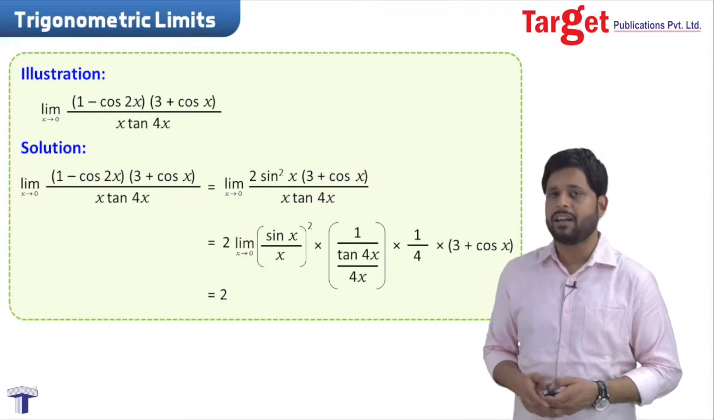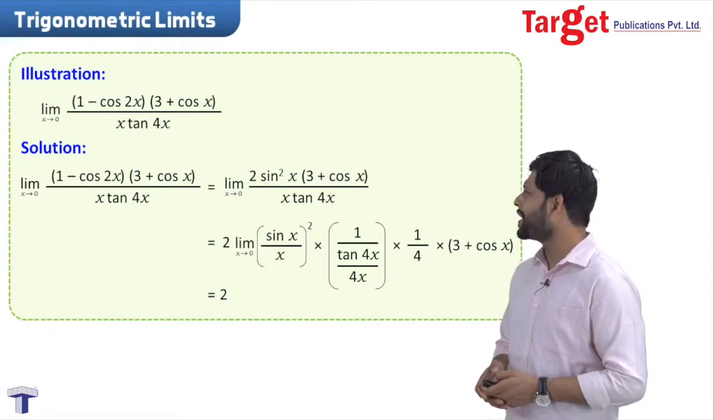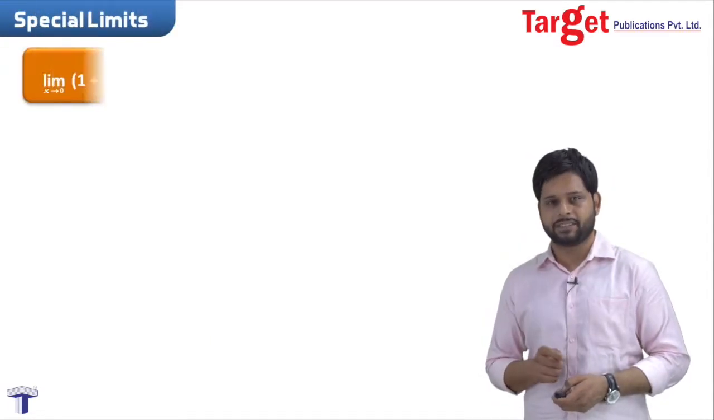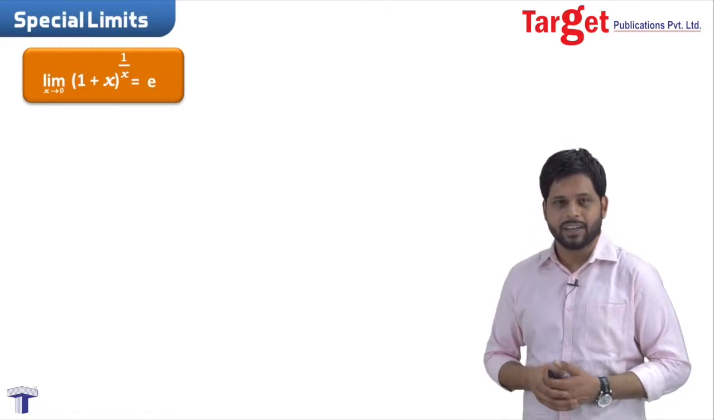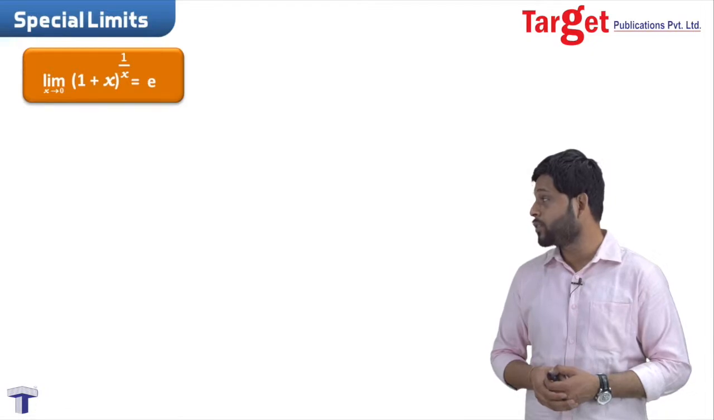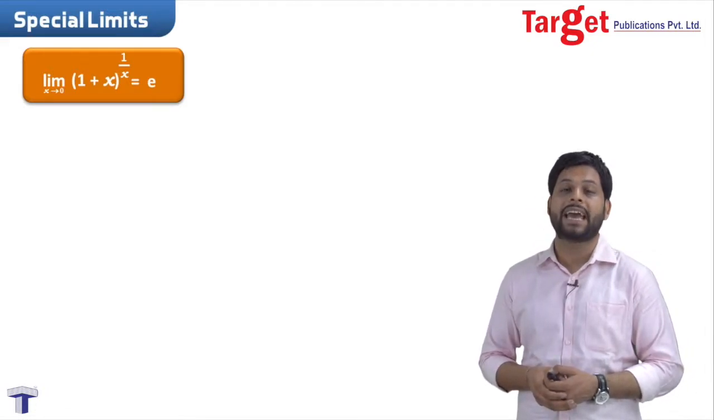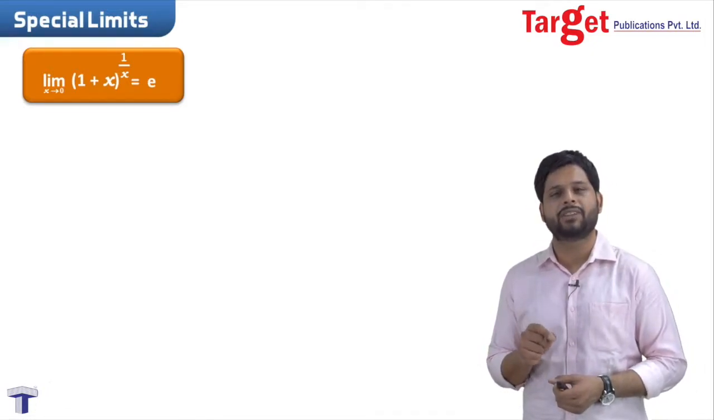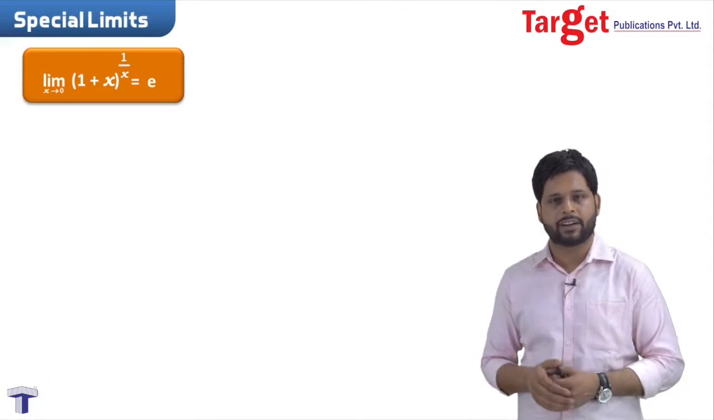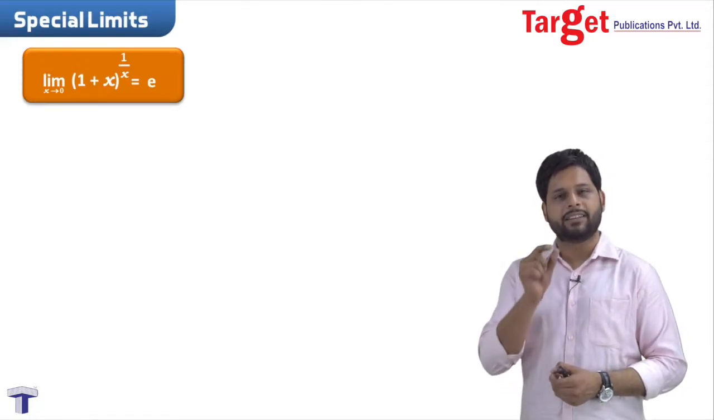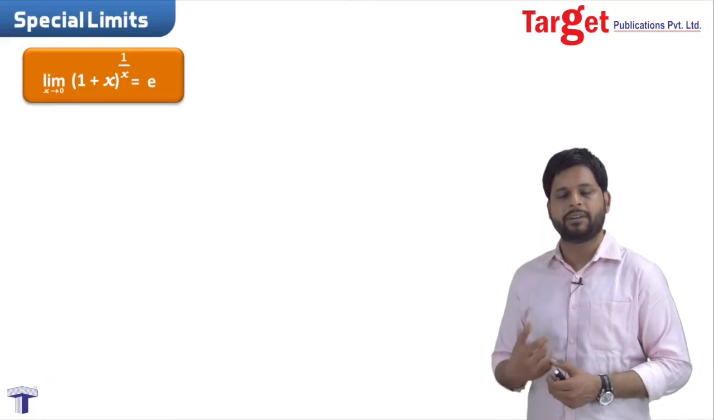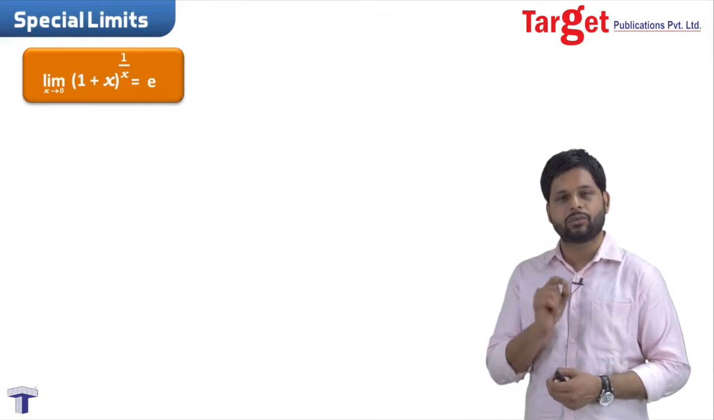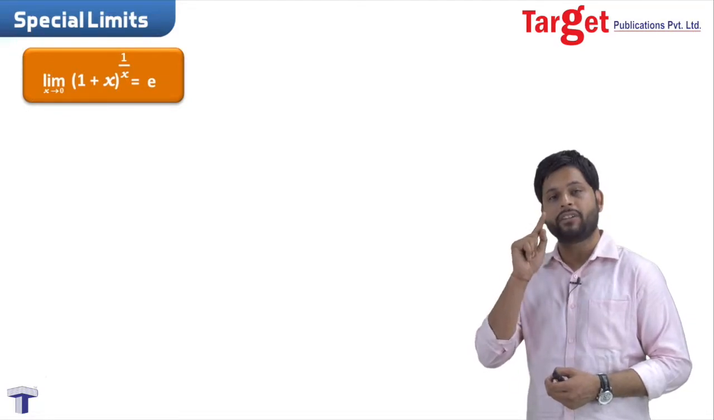Now let's move on to the next part, your special limits. There are a few basic special limits. In this case you have the limit as x approaches 0 of (1 plus x) to the power 1 by x. Again, the same thing I told you in the trigonometric part applies: there is this x, and in this formula we have 1 plus x to the power 1 by x.